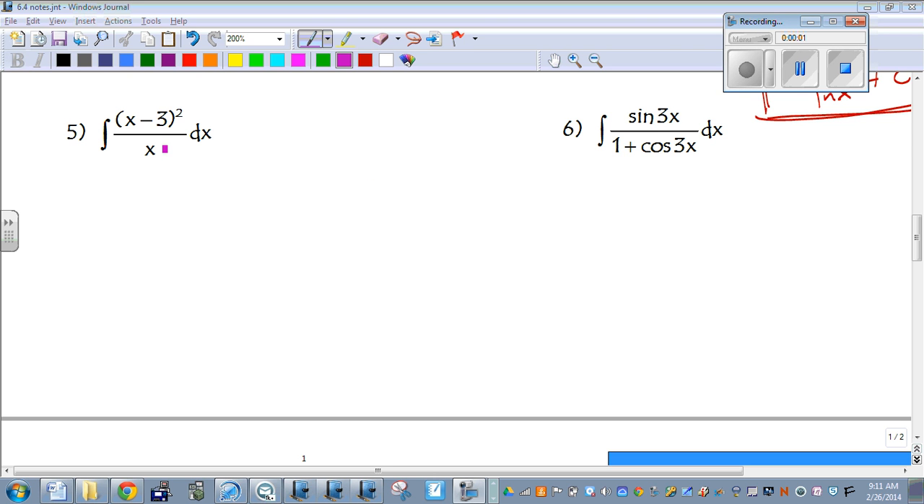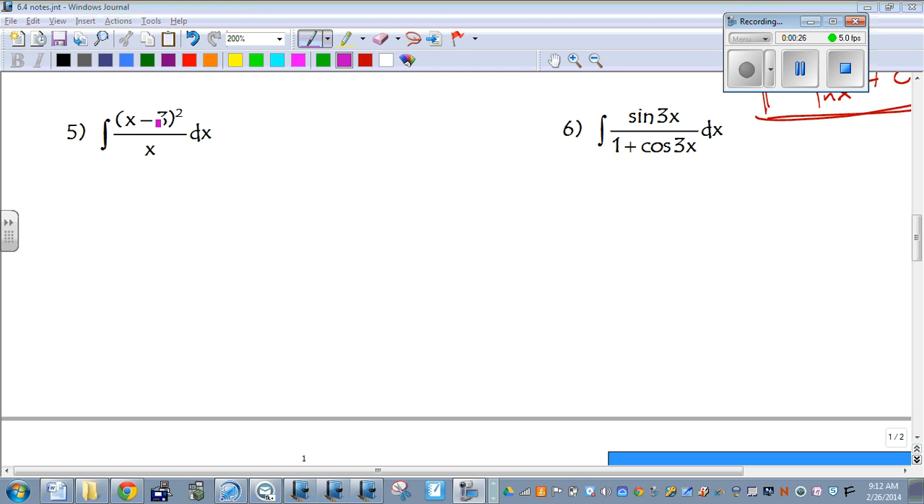Number 5, I'm not going to set the denominator equal to u because it's just x. And we're not going to set the x minus 3 equal to u because that's not going to help us any. Because if u was x minus 3, du would just be dx. We'd be left with an x down here that we couldn't change in terms of u. So what we're going to do here is multiply this out.